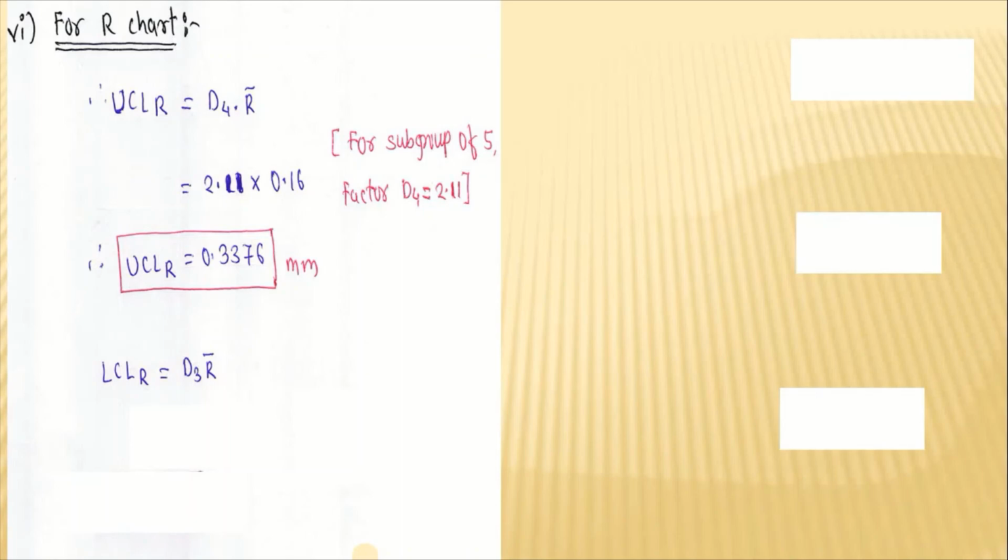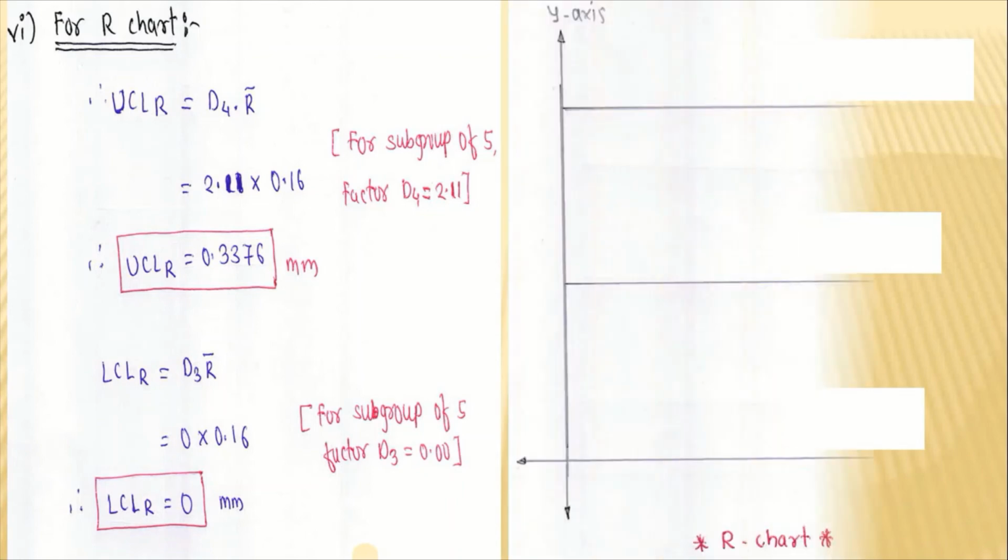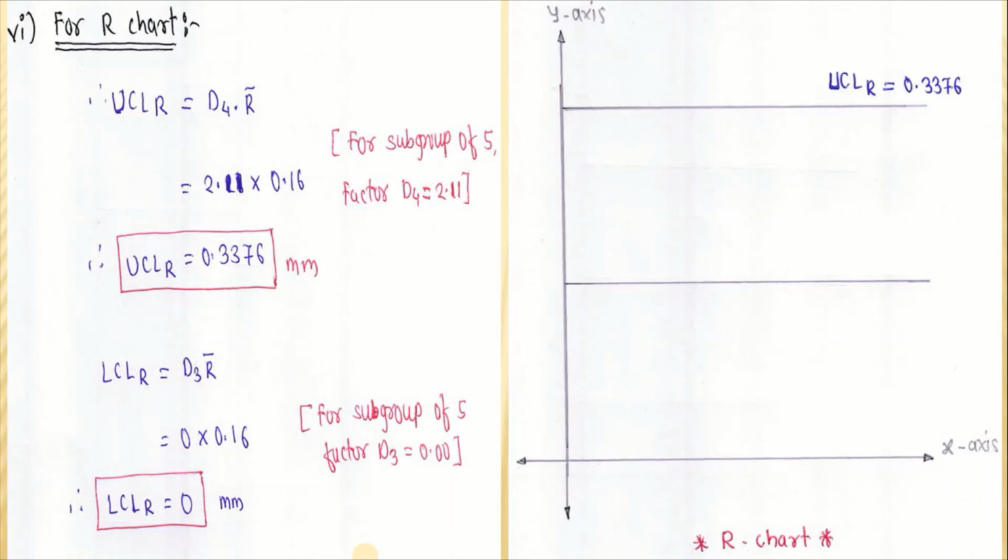This factor D3 depends upon the subgroup size. This value is standard. So for this subgroup size of 5 we are getting the D3 value as 0, so the lower control limit is 0. Based on this upper control limit and lower control limit, we can plot the R chart. Here the upper control limit is 0.3376, the lower control limit is 0, and the mean line, the average value, is 0.16.